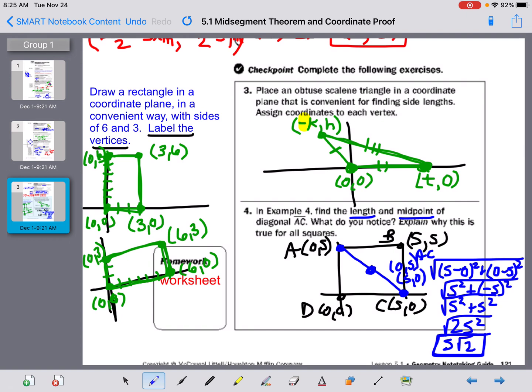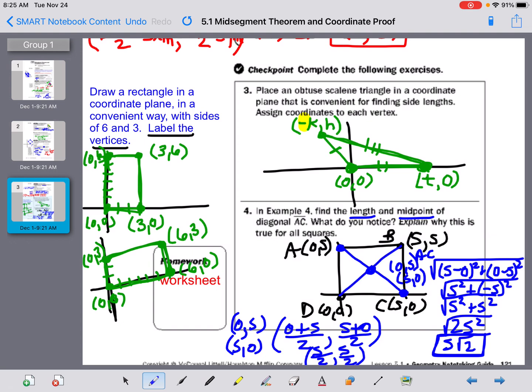All right, let's find the midpoint. I have (0, S) and (S, 0). I add my x's, 0 plus S, divided by 2. I add my y's, S plus 0, divided by 2. What's 0 plus S? S divided by 2, S over 2. What's S plus 0? S divided by 2 is S over 2. I get the same midpoint. Different diagonal, but the same midpoint. My other diagonal goes through the same midpoint, doesn't it? So it makes sense that the point is the same on both of those diagonals.